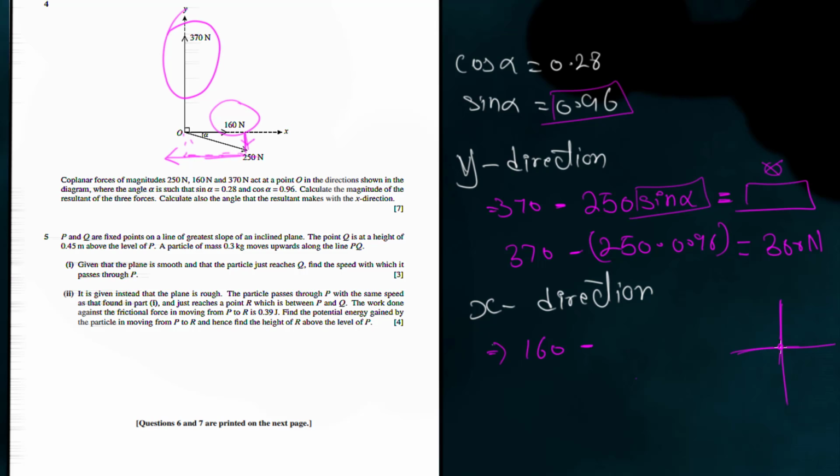Simple algebra. In a graph, these two sides are positive, these two sides are negative. Anything over here would be negative. In this case, 250 is on the negative side, so we have to find the adjacent side. So therefore we will multiply 250 by cos theta. Again, the value of cos theta is given in the question to be 0.28, so 160 minus 250 multiplied by 0.28, and that should give us our horizontal force, which is equal to 500 Newton.